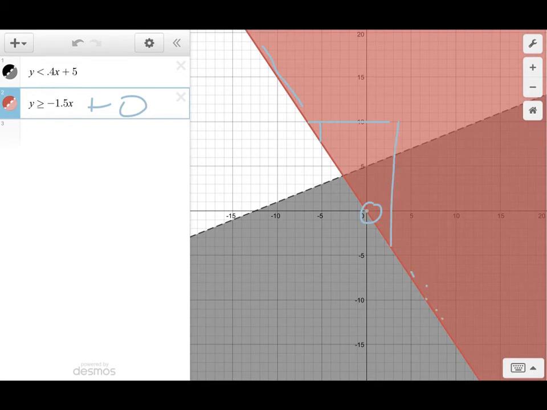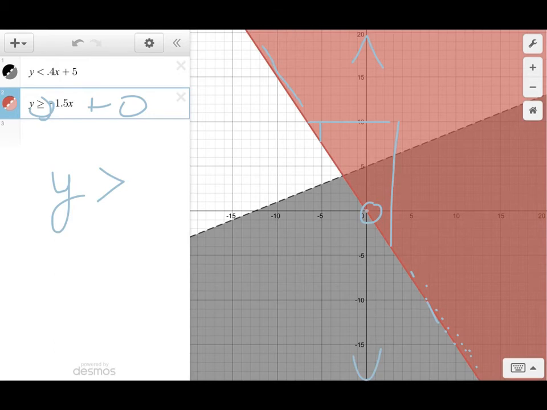Any point on this line is a solution because it includes it. It says y is greater than or equal to. An important thing to notice in both of these cases is that these equations are written for y, and that is usually the case. Y is the vertical axis. When you say y is greater, basically that means you're going to shade above any point on the line.